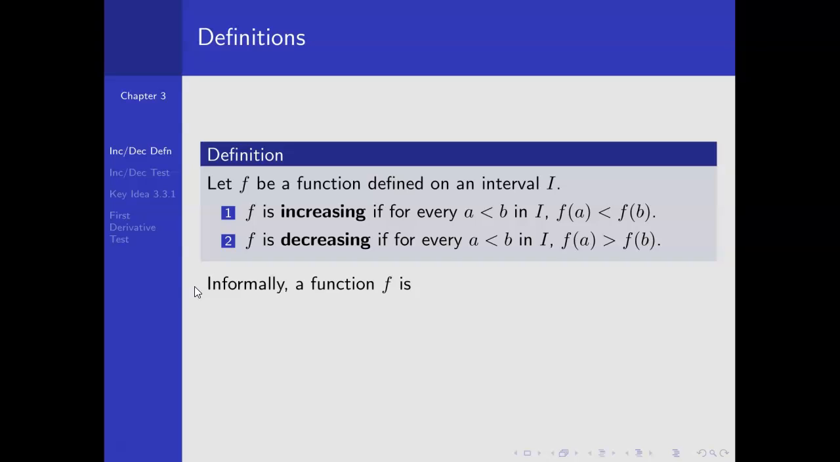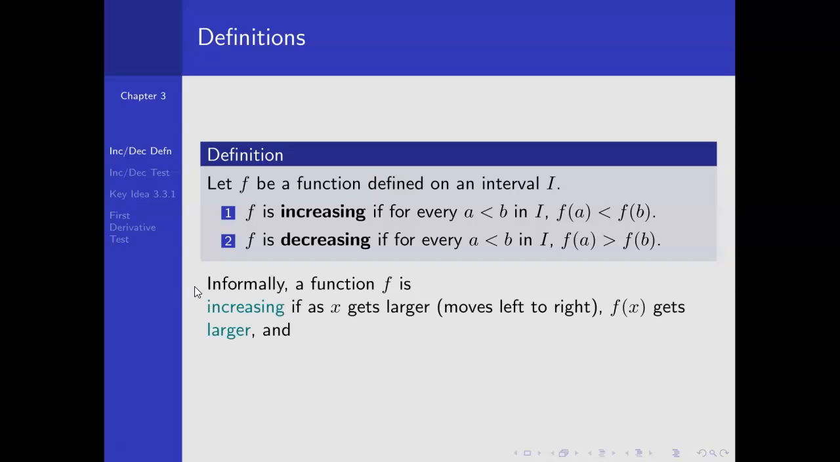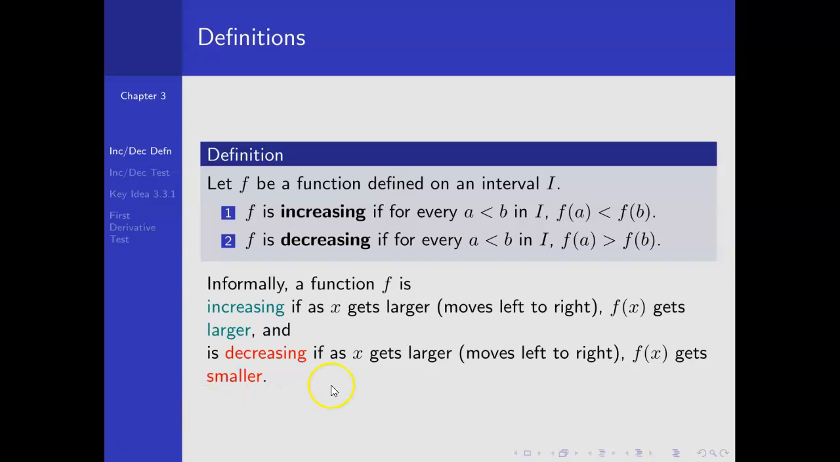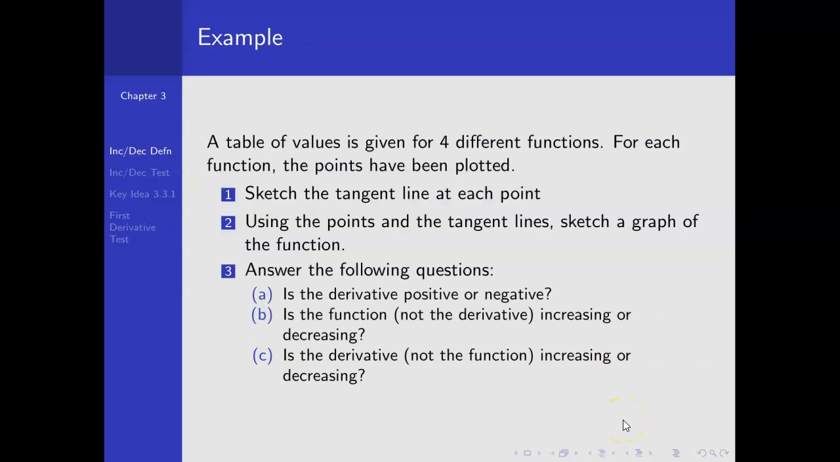Now, informally, what this means is that a function is increasing if as x gets larger, meaning we move from left to right along the number line, f gets larger, and decreasing if when we move from left to right on the number line, f of x gets smaller, so it goes down.